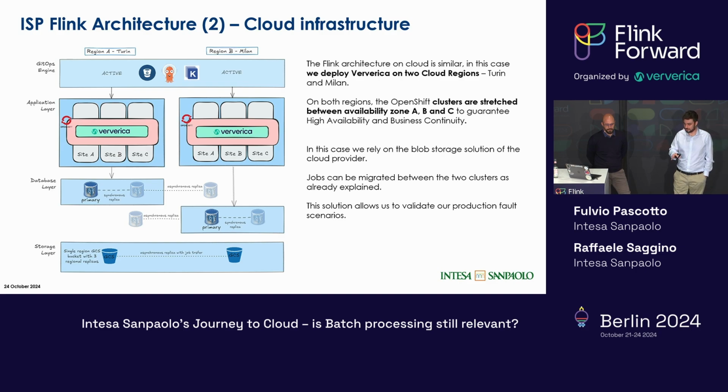To bring Flink to the cloud, we built a similar infrastructure. As you can see, a few key differences that I hope are clear from the slide are that instead of 2 sites, we have 3 sites, 3 availability zones on cloud, and OpenShift spans all of them. We rely on the blob storage solution provided by the cloud vendor, and in this case it is Google Cloud Storage, which is synchronously replicated inside the region and asynchronously replicated to the other region through a storage transfer job.